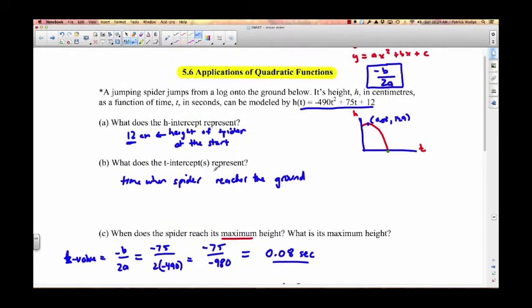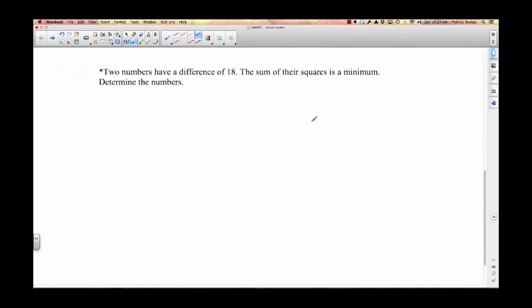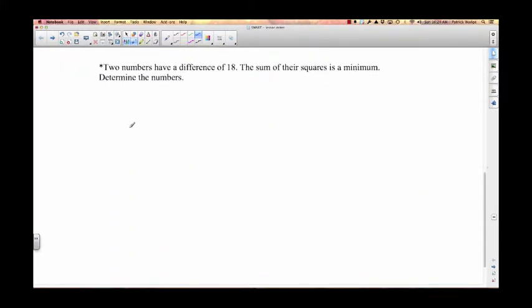Alright, that one was nice because they give you the actual equation. But for most of these, they won't give you the equation. So let's try one without the equation. 2 numbers have a difference of 18. The sum of their squares is the minimum. Determine the numbers. Alright, well, what are we trying to find here? We're trying to find a first number, and we're trying to find a second number. We don't know either one of them. Guess what we should call one of them? X. They have a difference of 18. So what could you call the second number?